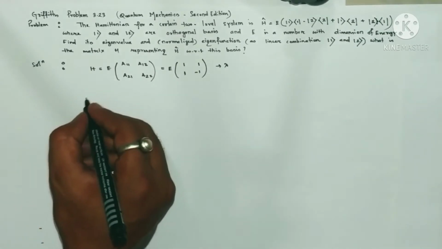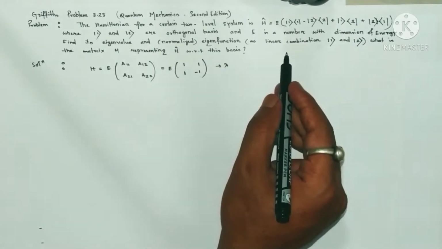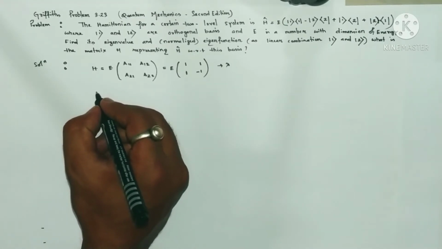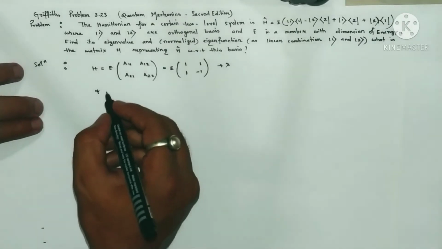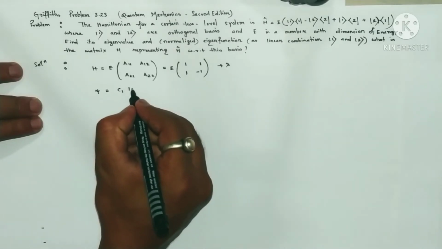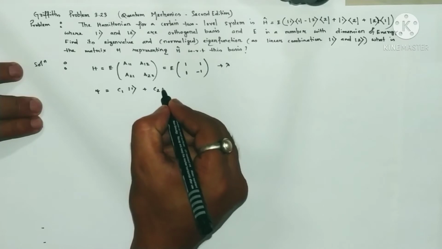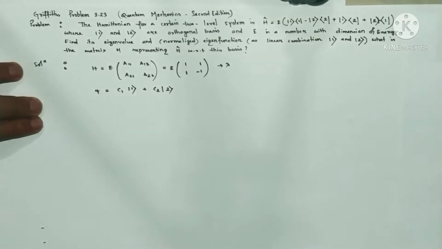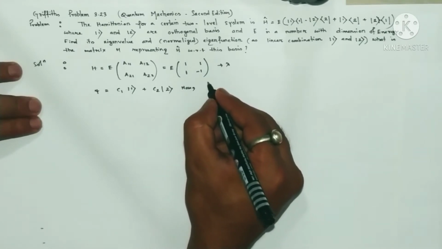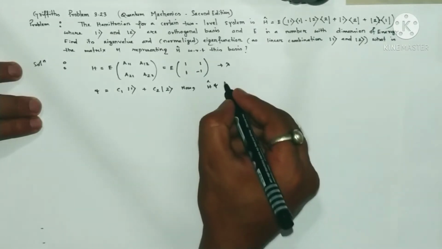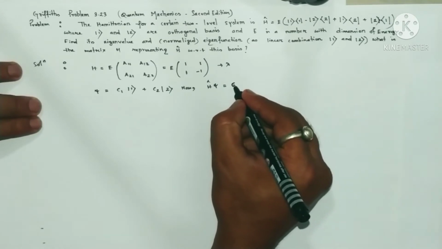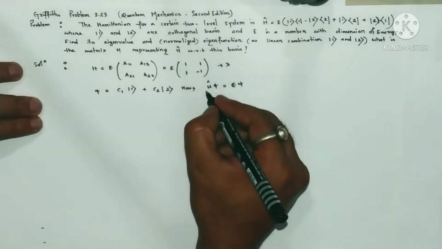Or the other way you can write, firstly, what they have said, the eigenfunction should be expressed as a linear combination of |1⟩ and |2⟩. So we can write psi equal to some constant C1 and basis |1⟩ plus some constant C2 and basis |2⟩. Fine. So now we can write the H operator operating on psi. This will give you some eigenvalue, let it be epsilon psi, right? So firstly we will find this.